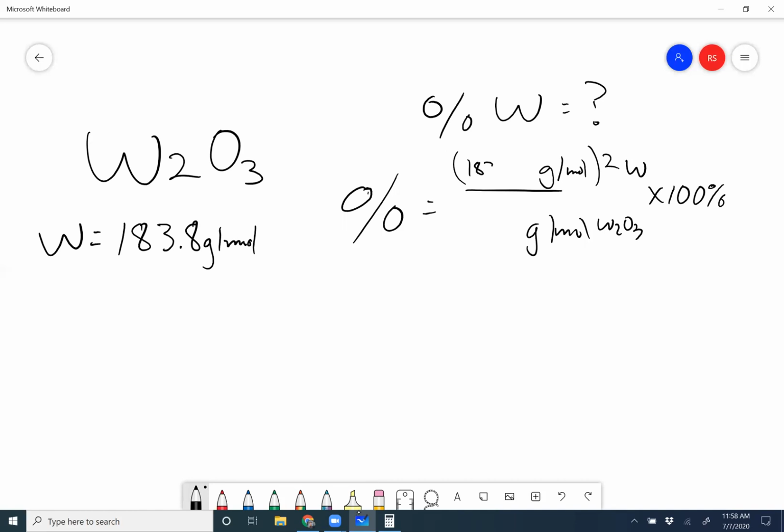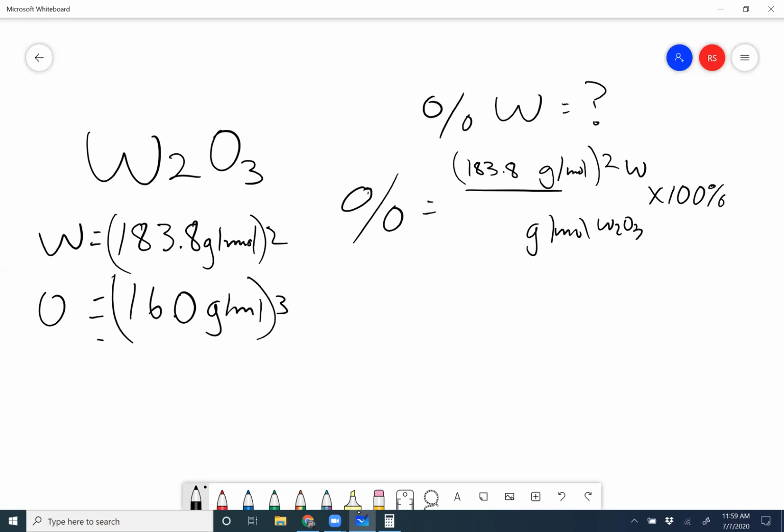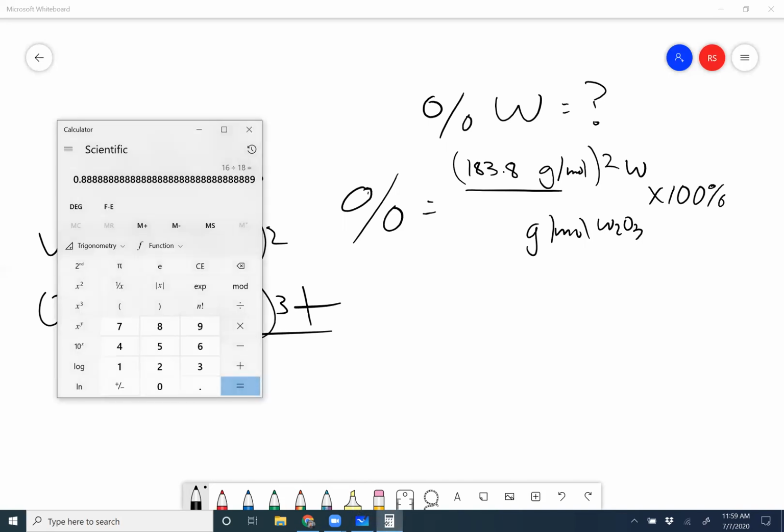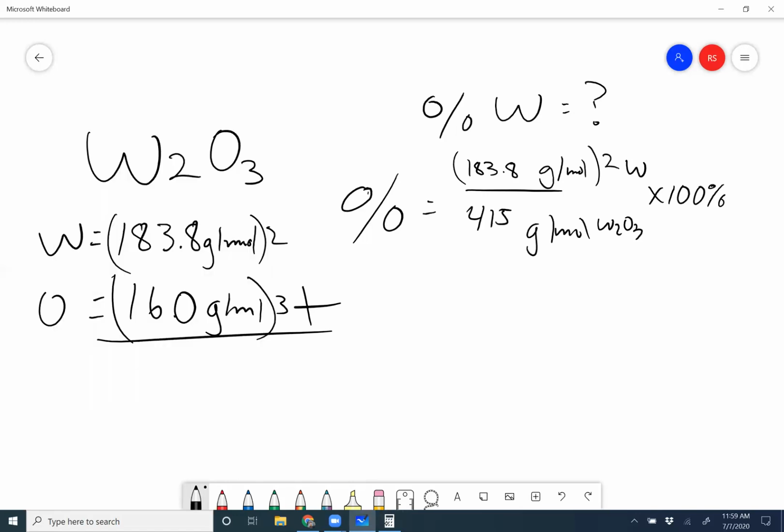We have two of them, so we're going to multiply that by 2. And then oxygen is 16 grams per mole, and we have 3 of those. So add these together: 183.8 times 2, plus 16 times 3. So this is 415.6 grams per mole.